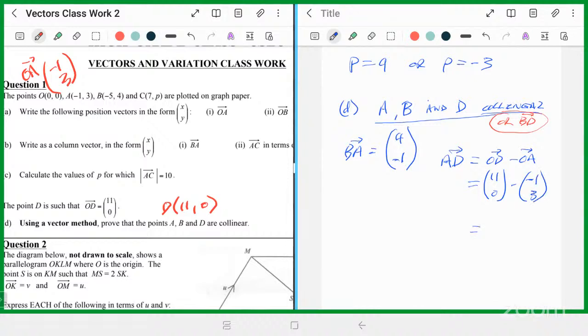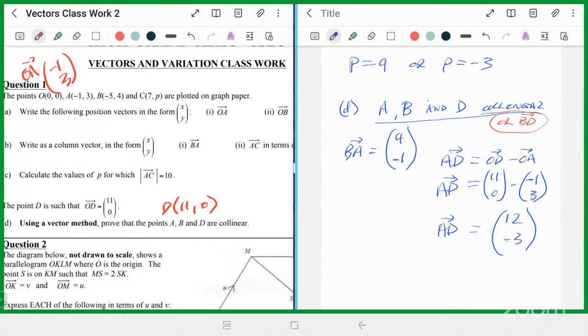I'm going to work out what that vector AD is. So this minus a plus, remember. So it becomes 11 plus 1 is 12, and then 0 minus 3 becomes -3. So this is the vector AD.